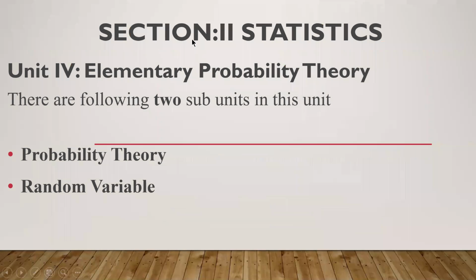We have already started with section 2, statistics, in unit 4, elementary probability theory. This unit has two subunits. The first one is probability theory. The second one is random variable. In the last week itself, we started with probability theory, and I have taken some 5 lectures on this. Today, I'm going to continue with this. Today, we are going to study two important things: the addition theorem and the multiplication theorem.